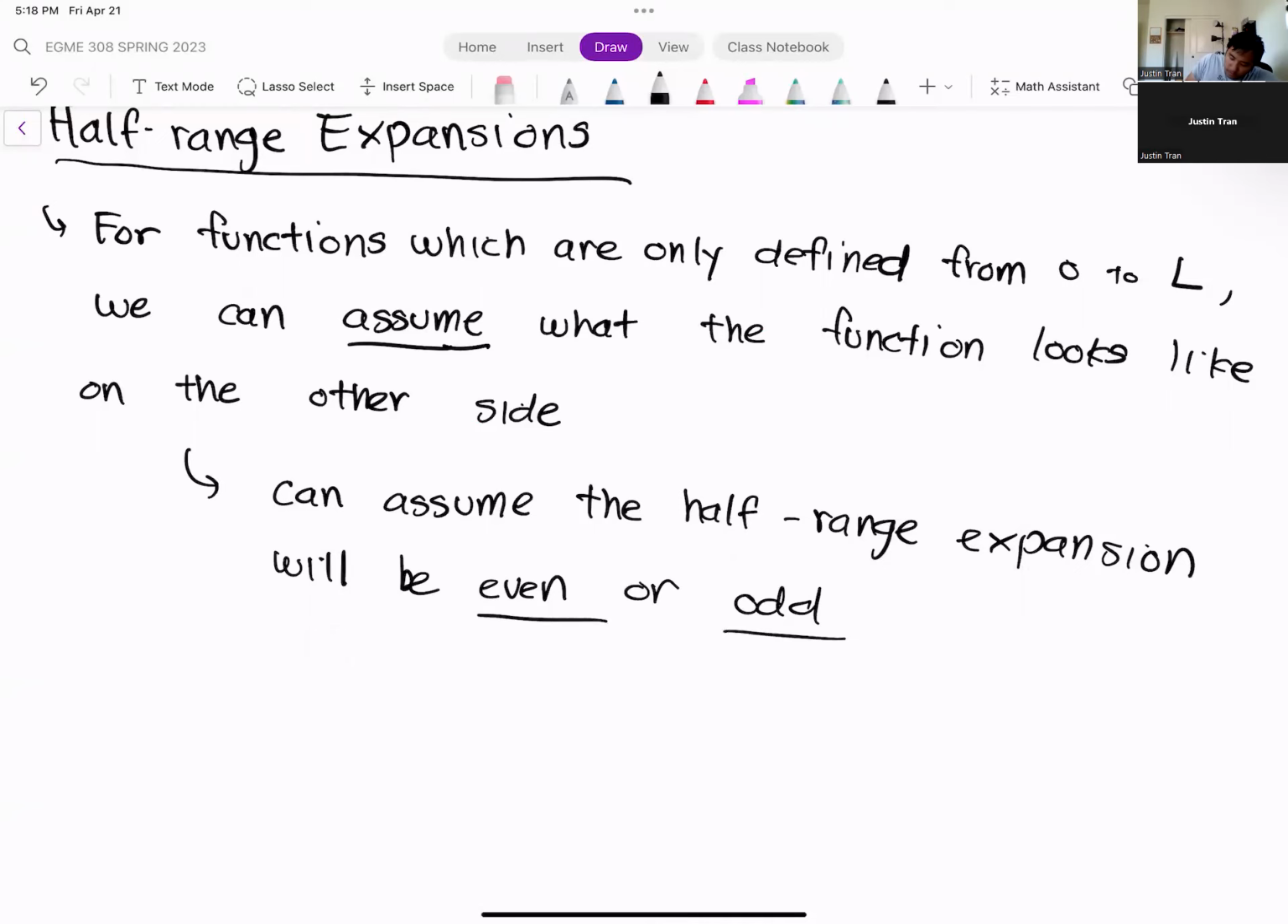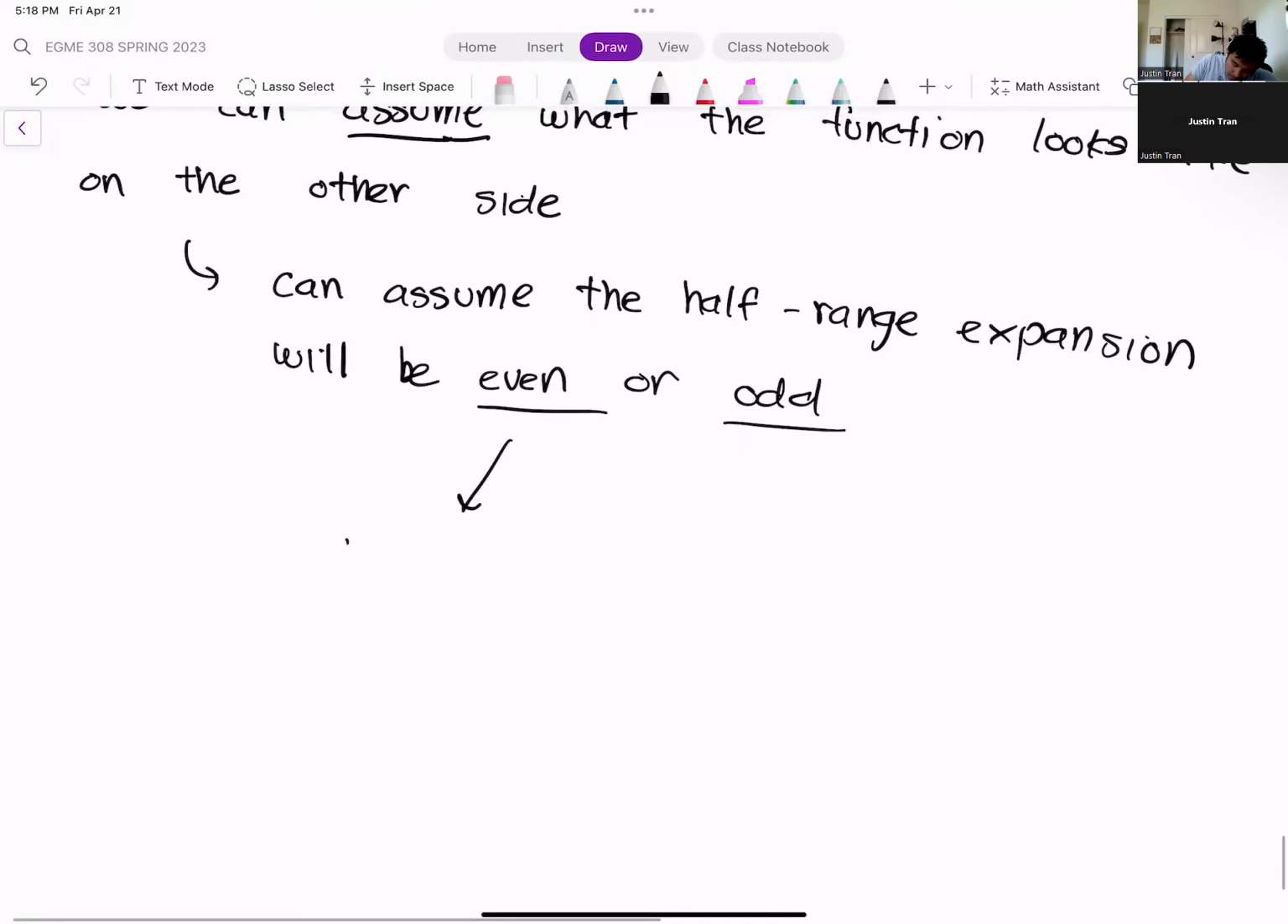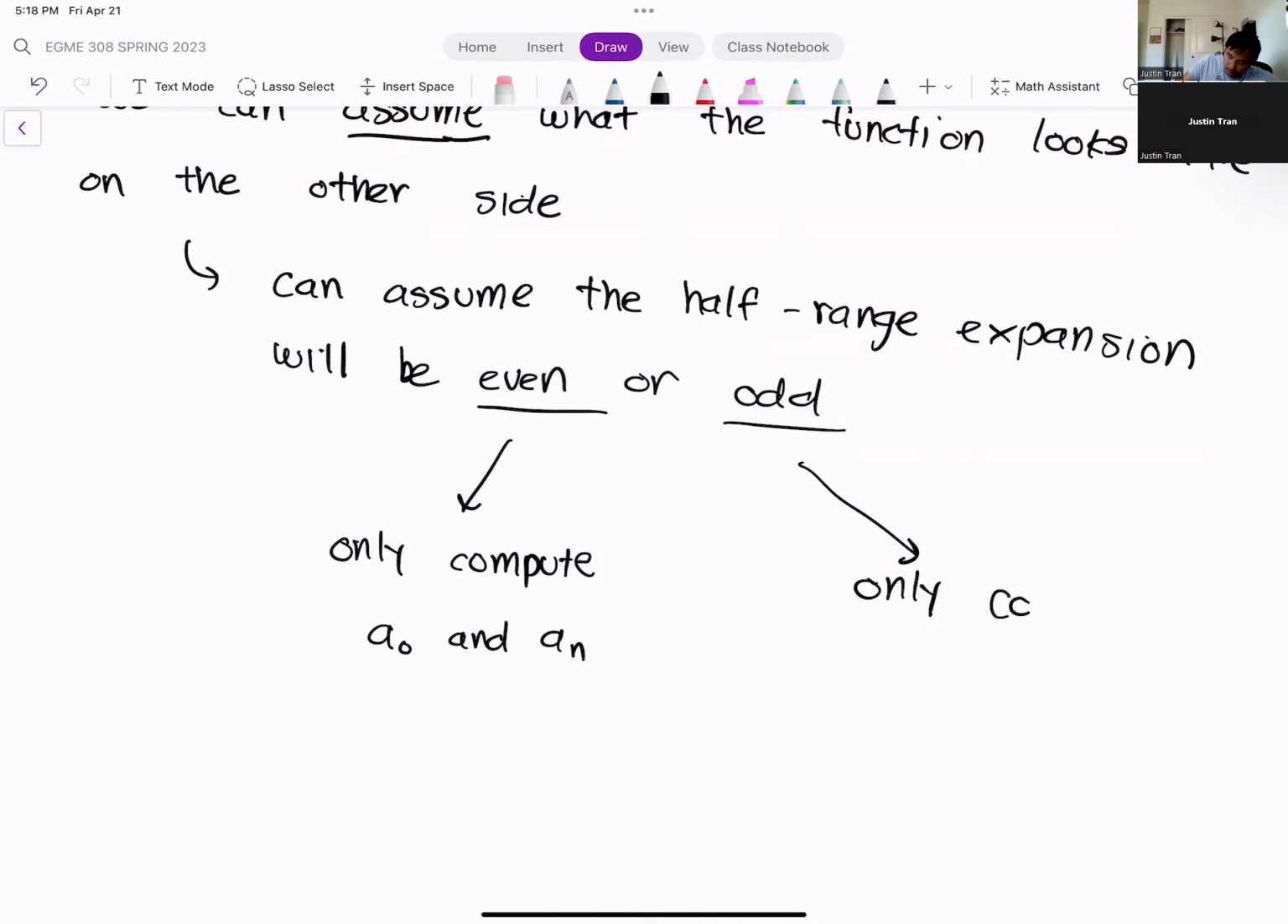Okay. And so for an even half-range expansion, you're only going to compute the A0 and An. And so for an odd half-range expansion, you're only going to compute the Bn. And all this is just based on the assumption of what the function is going to look like on the other side.